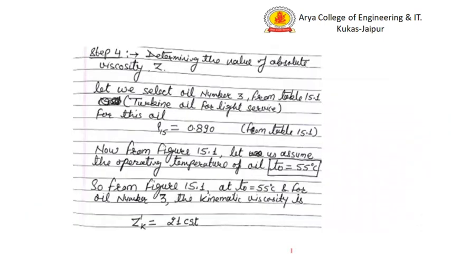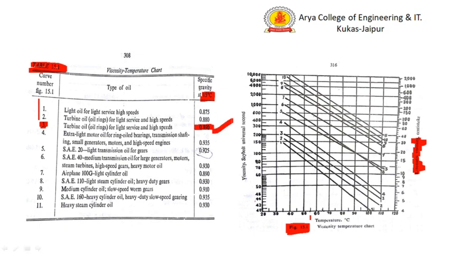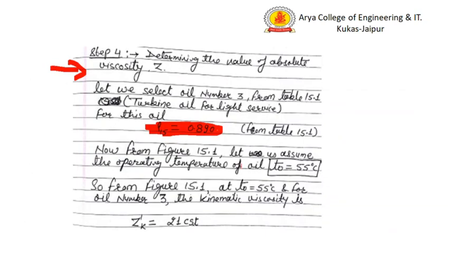So let me select the oil operating temperature as 55. This is step number 4. Let me select oil number 3, and first we write the specific gravity value at 15 degrees centigrade, that is 0.890, from this table. Now let me select the operating temperature. We can select the operating temperature between 50 to 80 degrees centigrade. Let me select TO, the operating temperature of the oil, as 55 degrees centigrade.